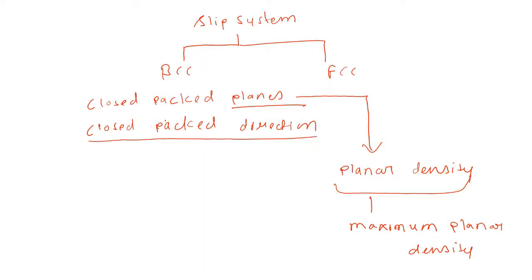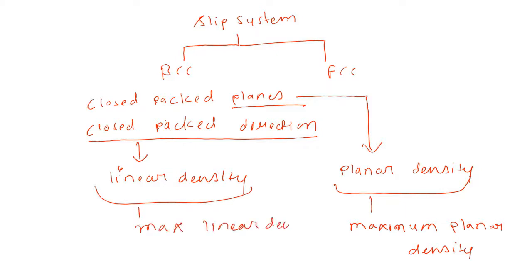Similarly, we find the close packed direction with the help of linear density. Those directions with the maximum linear density are termed close packed directions. One by one, firstly we will consider BCC, then FCC. We will first find the close packed planes, then the close packed direction in case of BCC. So let's start. Let me draw a BCC unit cell.